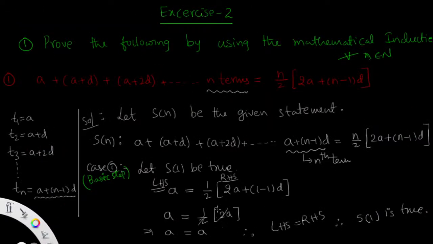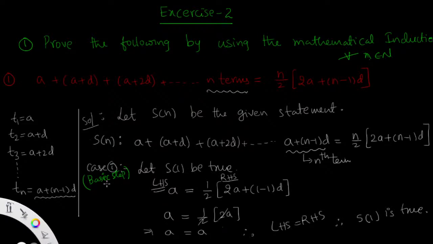Okay. First step is whatever the statement is given, you have to treat as S of n be the given statement. First you have to treat it as the nth term, which we don't know, that is why we get it by the AP relation, arithmetic progression, that is a plus n minus 1 into d. And then go to the basic step, that is the process of mathematical induction. Let S of n be true.